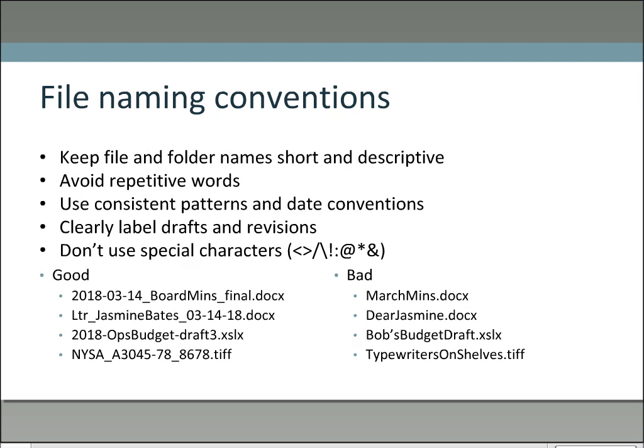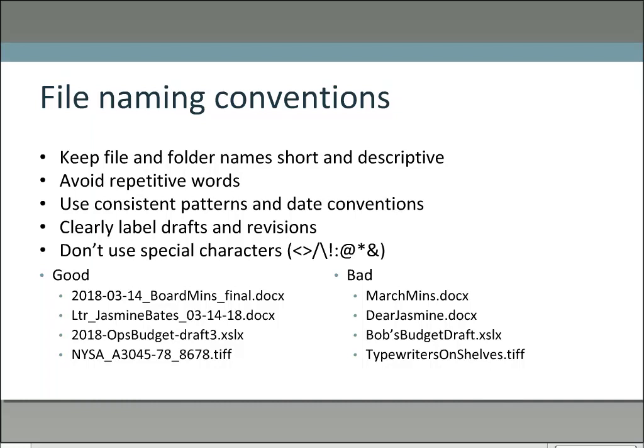At the very start of this webinar, we identified decentralization and inconsistency as one of the challenges of the digital world. And I want to take just a couple of minutes to discuss some strategies for imposing some order, at least in your very tiny corner of that world. First off, develop some conventions for how you and your colleagues name the digital files and folders you create. Keep the names short and descriptive, minimize repetition, and use patterns and date conventions consistently. You can use any date format you want, just pick one and stick with it. Clearly label drafts and revisions, and avoid the use of special characters, which have particular meanings in some operating systems and may make it difficult or impossible to access the files in the future.